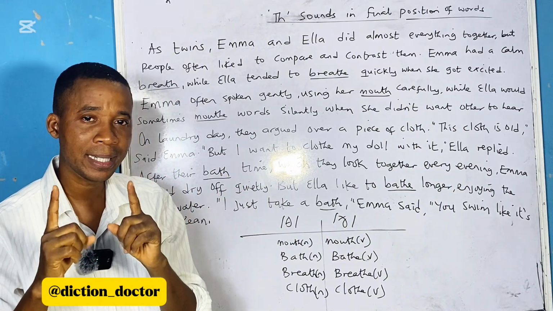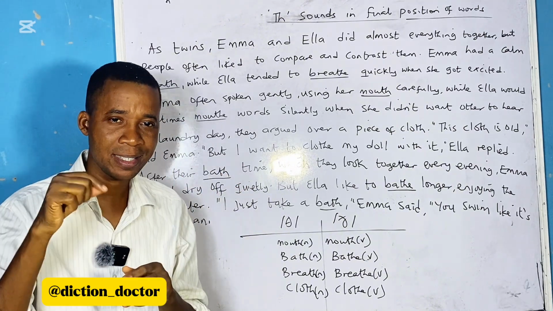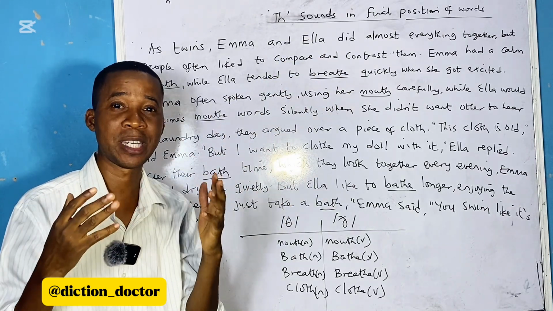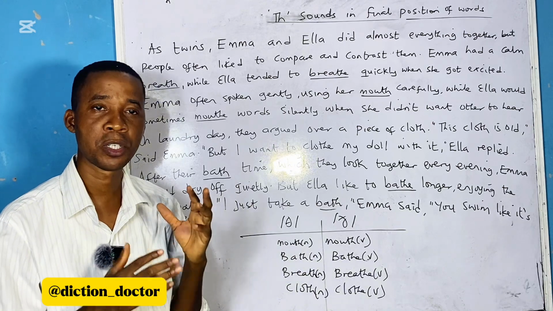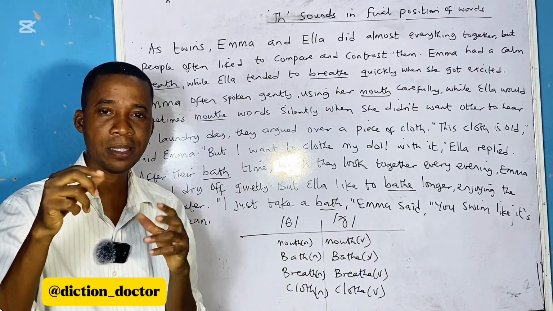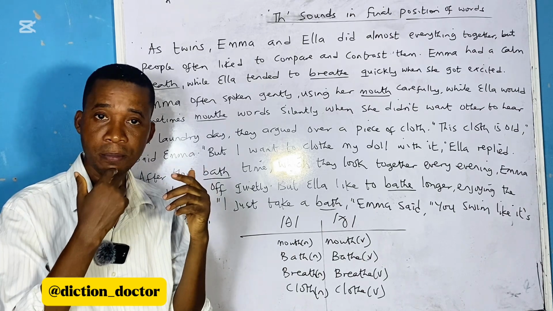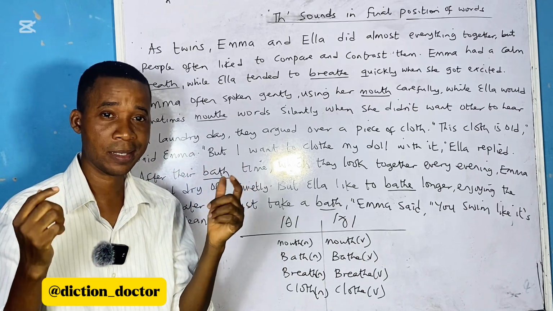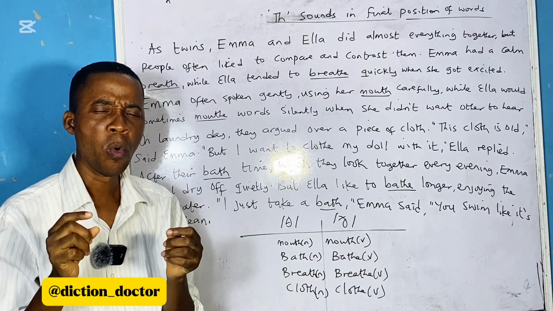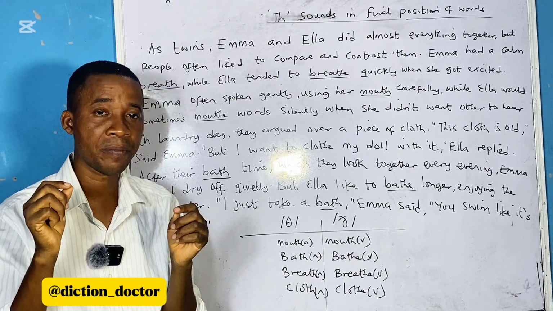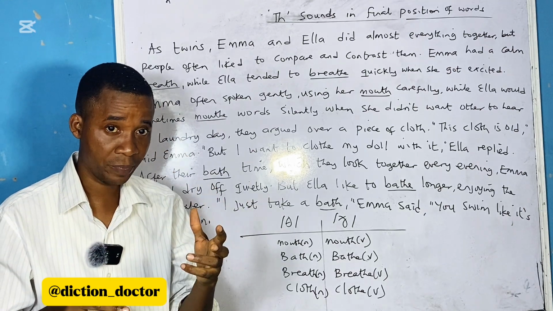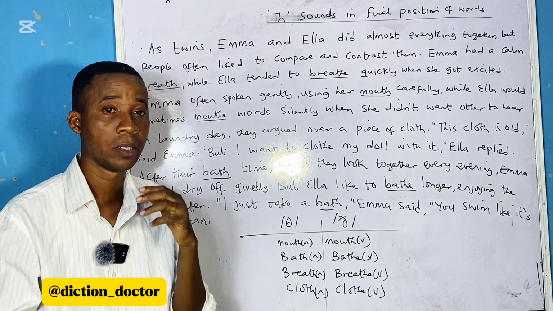Now, what I'm talking about today is this TH in the final position of words. When I'm talking about the final position of words, I'm talking about a situation where TH is the last letters in the word, like mouth. When you spell mouth, you realize that TH there is the last letter, the last spelling. Whenever the TH is in the final position of a word, you need to be careful the way you pronounce it so that you don't get into pronunciation pitfalls.